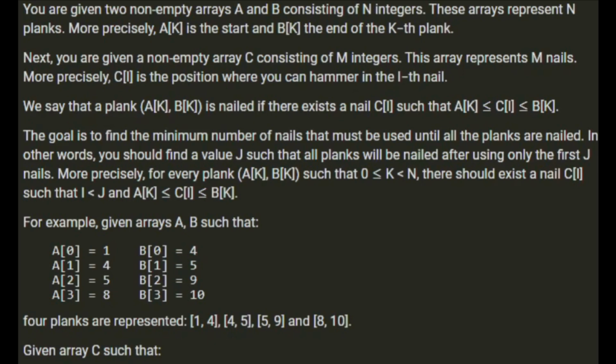In other words, you should find the value j such that all planks will be nailed after using only the first j nails. More precisely, for every plank A[K], B[K] such that 0 is less than or equal to K, which is less than n, there should exist a nail C[i] such that i is less than j and A[K] is less than or equal to C[i], which is less than or equal to B[K].